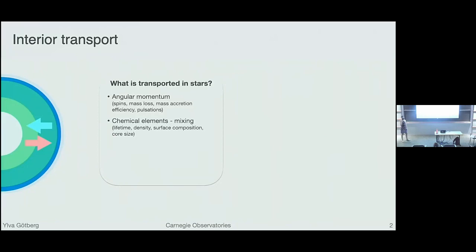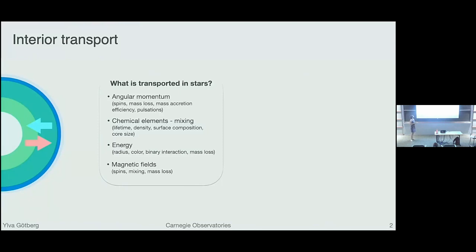This is usually called mixing. So you think of things like convection or thermohaline mixing, etc. This affects the lifetime of the star. If you provide more fuel to the fusion, you can change the lifetime. Also the density structure, the surface composition, the core size, things like that. You have energy transport in the star. If, for example, energy is transported efficiently, you have a smaller star. If it's less efficient, it's a larger star. This can change when binary interaction occurs, which is really important. And mass loss, the color of the star.